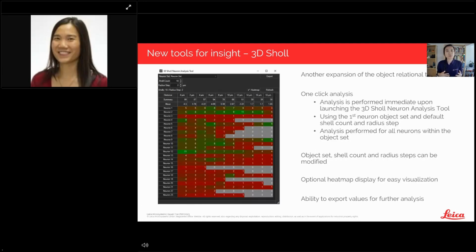This analysis is also another expansion of our 3D object relation tool. Once launched, the analysis is immediately performed on your first neuron object set using default shell count and radius steps. These three components can of course be modified to meet your needs. We've also implemented the ability to view this analysis as a heat map and to be able to export these values for further analysis if you so wish.